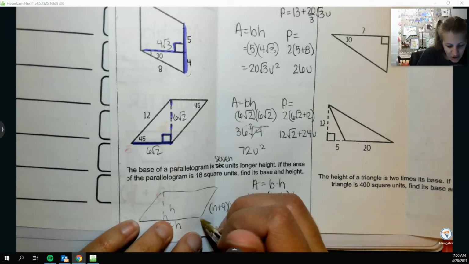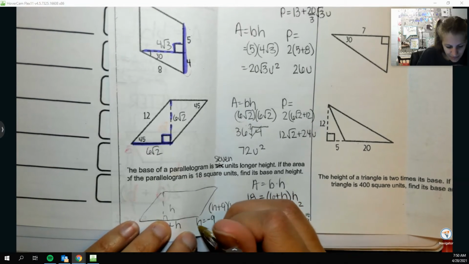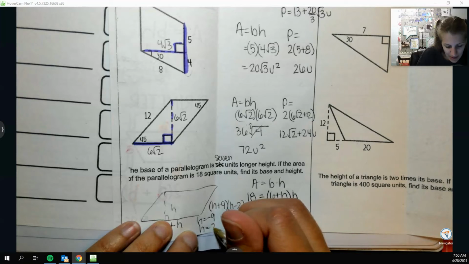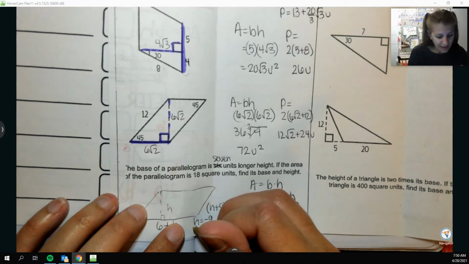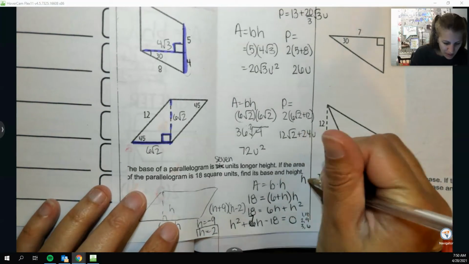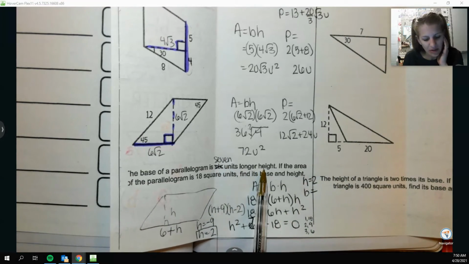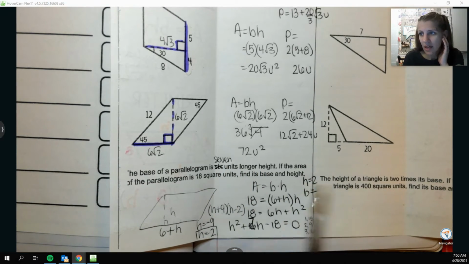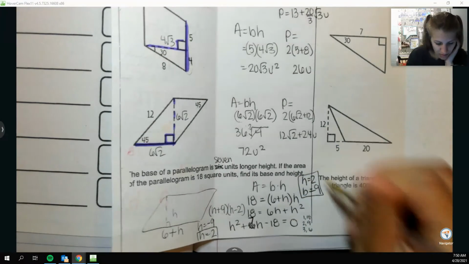And then we set each of these equal to 0. So like for the first one, h will be negative 9. And for the second one, it'll be positive 2. And negative 9 doesn't really make sense for a height. And so our height is 2. And then our base, because it's 7 units longer than that, is 9. So there you go.